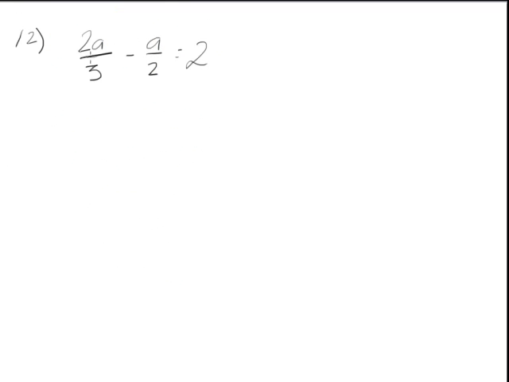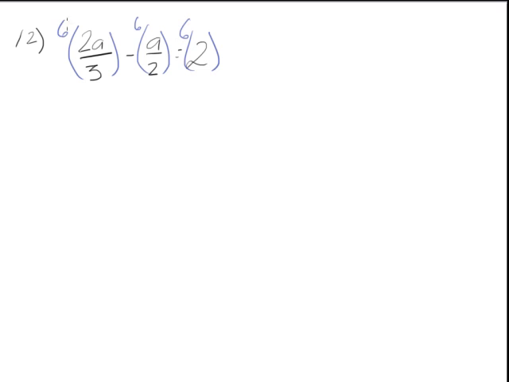Alright, for this question I have 2a over 3 minus a over 2 equals 2. So I'm going to multiply each term by its greatest common factor between the two denominators here, 3 and 2. So between 3 and 2, the greatest common factor is 6. So I'm going to multiply each one by 6.